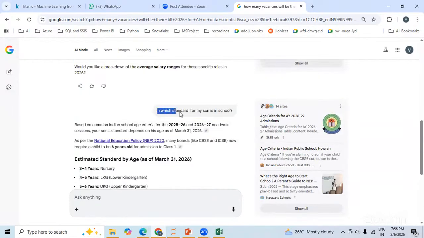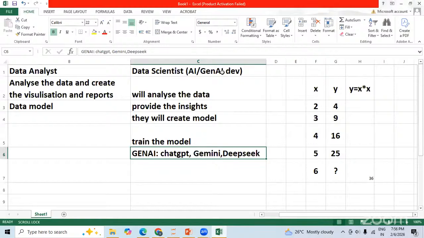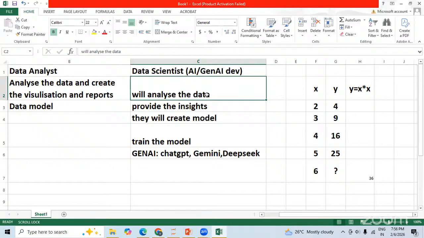So in this scenario, it doesn't have my son's data. If the data about my son is not available, it will not be able to answer my question. What does this mean? If you want to become a good data scientist or AI engineer, you will require data. So you have to analyze the data first. This is the basic criteria. You have to analyze the data. You should know how to do this. So how are we going to do it?